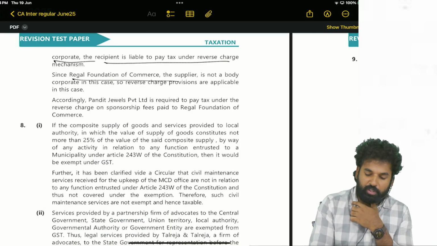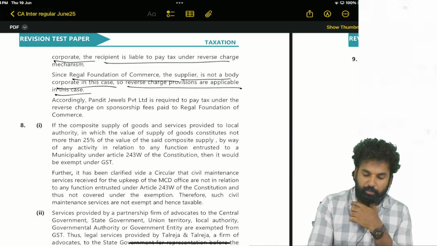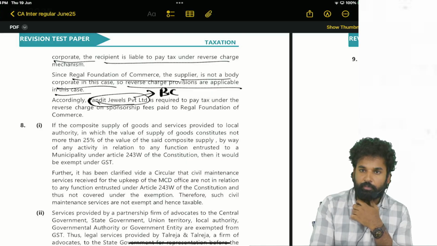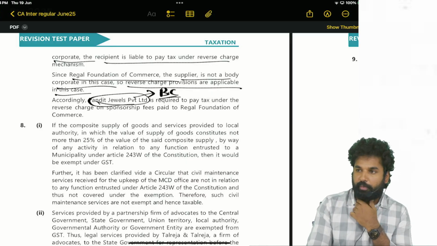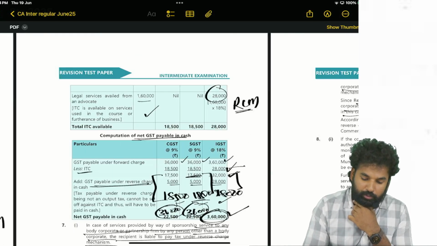If the supplier is not a body corporate, in this case reverse charge provisions are applicable. Is Pandit Jewels Private Limited a body corporate? Yes. Body corporate means it is a company. Right. So next, 8th question.